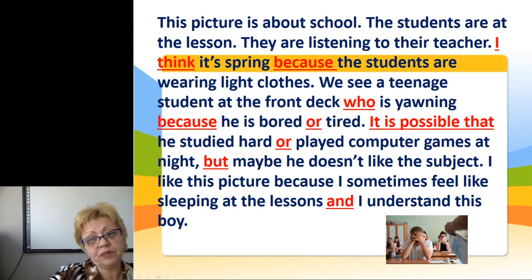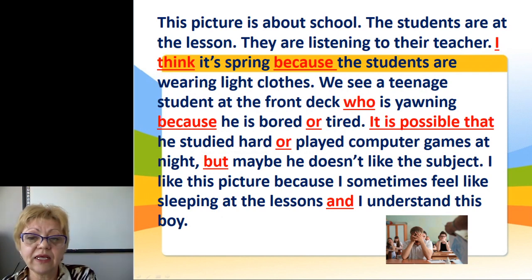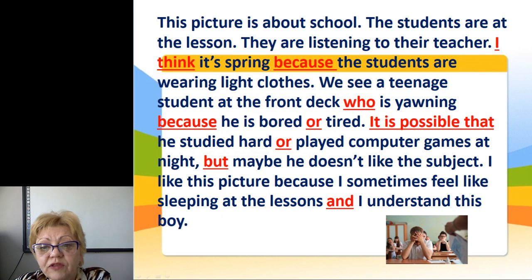This is an example text, an example of description of this picture. Please pay attention to the red underlined words. These are connectors. This picture is about school. The students are at the lesson. They are listening to their teacher.